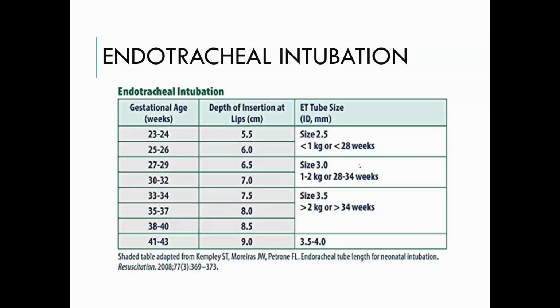So the NRP chart is great again because they provide you with all the ET tube sizes that you will need and the depth depending on the gestational age and weight. Again, you don't need to memorize it. You can just look it up depending on what the gestational age is.